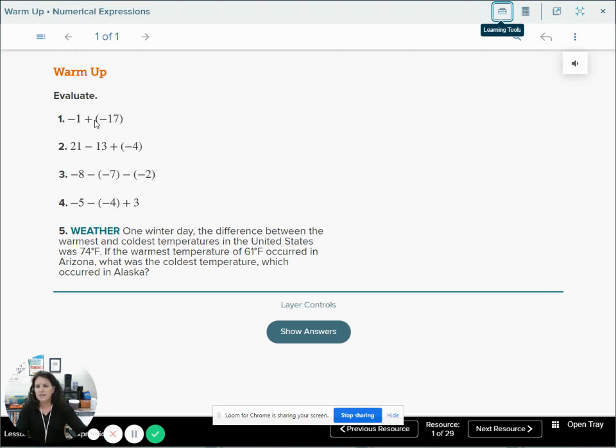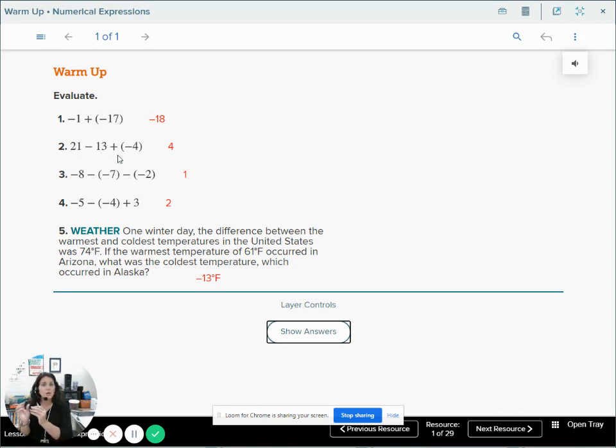-1 plus -17. Since these are both negative numbers, we add them and keep the negative sign. So it would be -18. Okay, the next one, 21, take away 13. And I sometimes hear students say, PEMDAS says we add before we subtract. That is not the case. We add or subtract whichever one comes first as we're reading the problem left to right. The same thing with multiplication and division. We multiply or divide depending on which one comes first. So I'm going to go ahead and subtract. 21, take away 13 is 8.